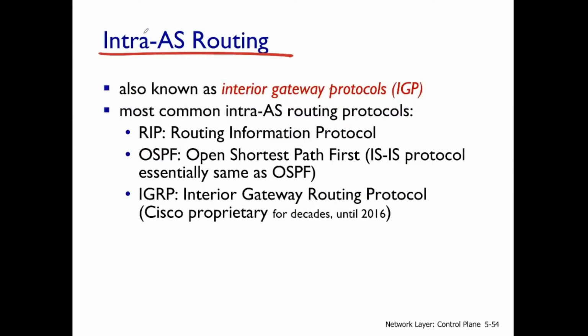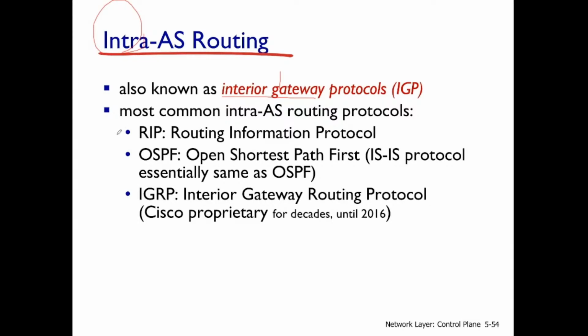The first big category is intra-AS routing. This is the routing protocol that runs on the routers within an AS. It's also known as the interior gateway protocols, IGP. And here, interior gateway is not to be mistaken with the gateway routers. Gateway routers are the routers sitting at the border of an AS, having connectivity to other ASs, to interconnect ASs. But interior gateways are completely internal.